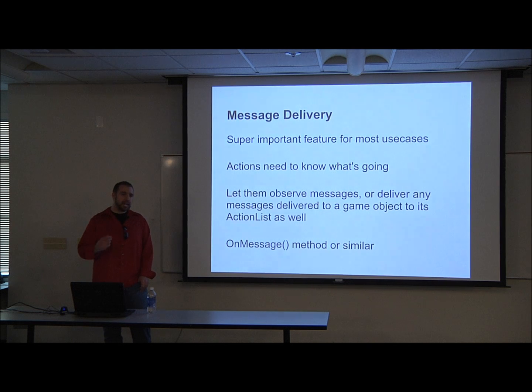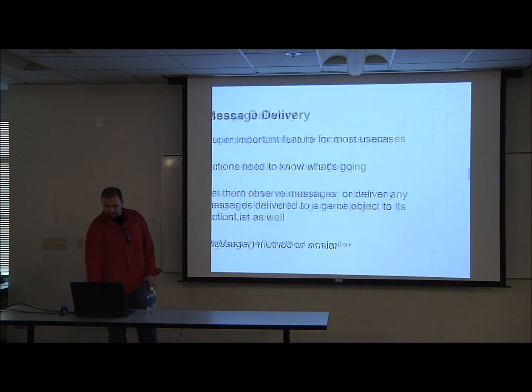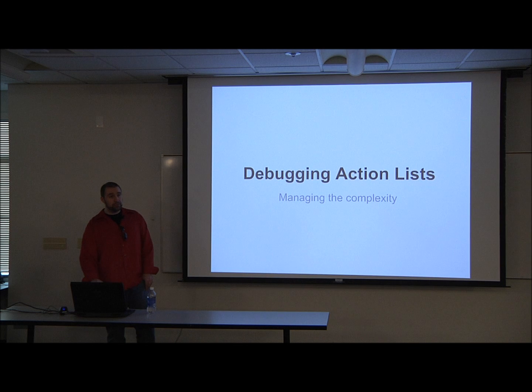So just allow an action to register for a message if you have an observer-based system, or if you have one where every game object gets every message that happens, just make sure the game object passes those messages into the action list, and then the action list passes them into its individual actions. It's going to be really handy, especially when you're doing AI in your action list, which I'll get to in a bit here.